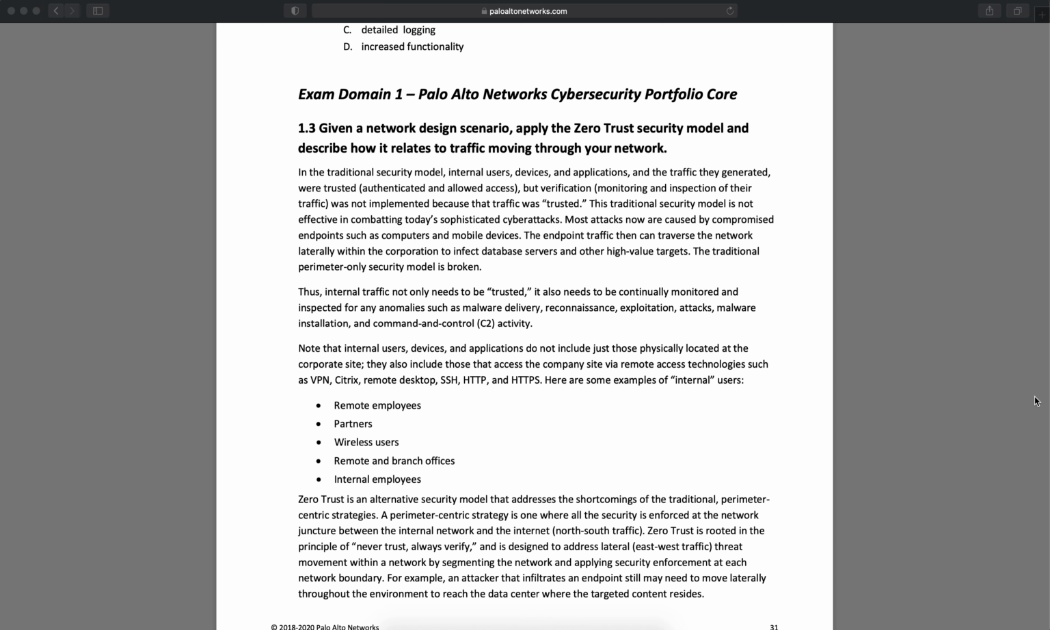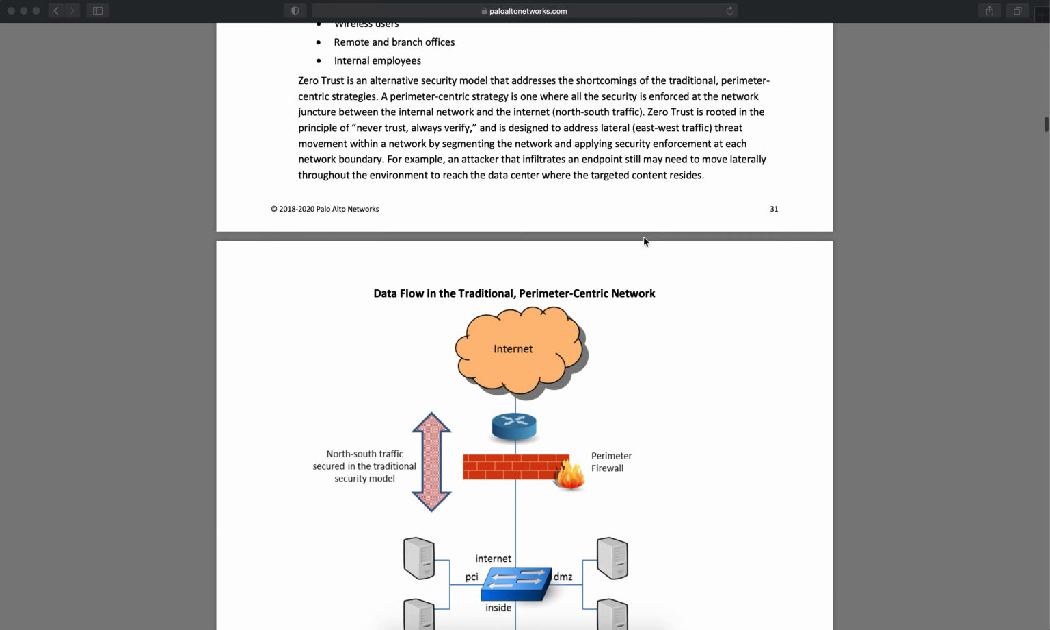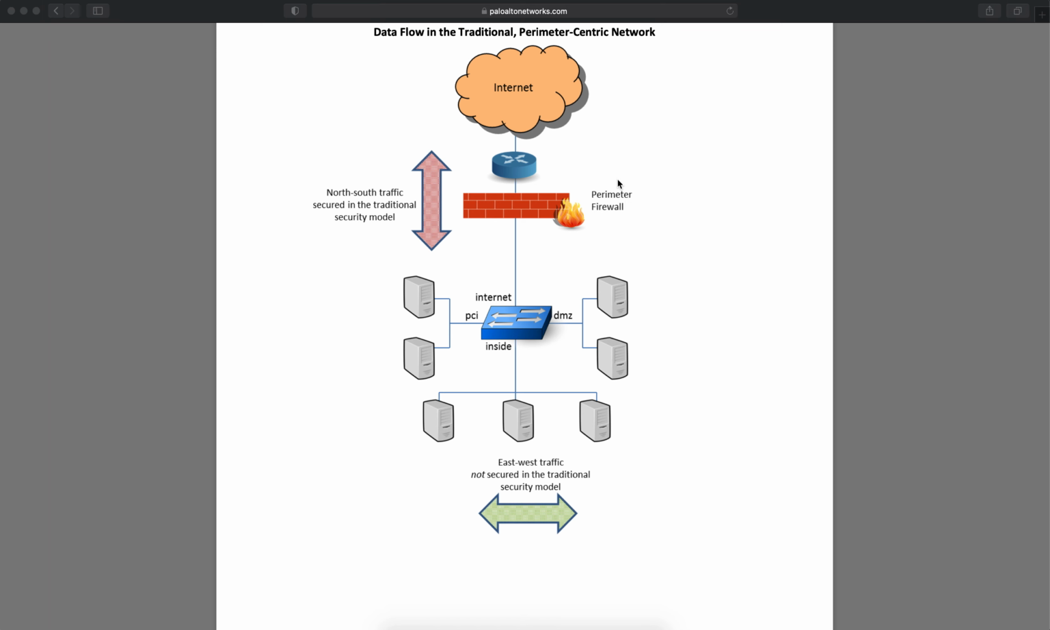So they talk about how the perimeter security model is an old model that's not really sufficient in today's modern attacks. You're only really enforcing policy at the perimeter, so you're not getting that internal visibility, that east-west traffic that they show on the diagram down here. So in the olden days, or even today, depending on your network, your only real place of enforcement would be from the internet inside the network. So right here where this firewall is.